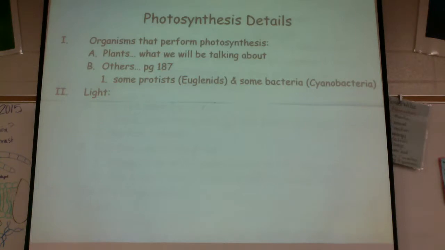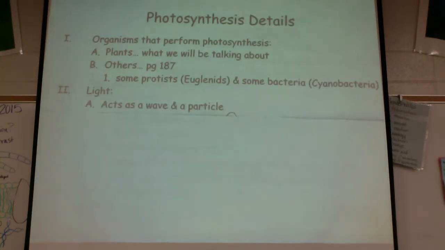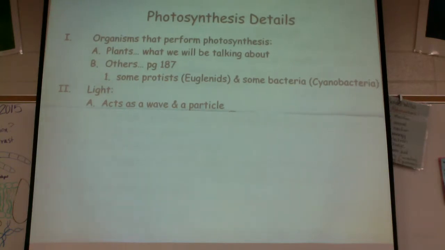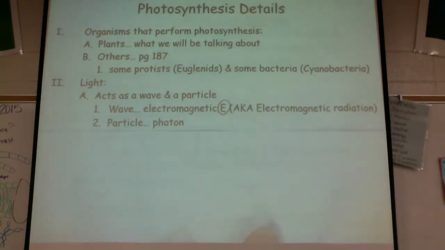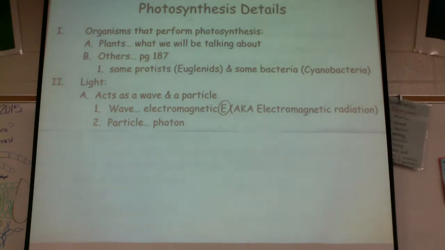So the big thing with photosynthesis, of course, is you're absorbing this light energy to get the energy source to do the process. So we need to know a little bit about light because of that, right? Light's weird in that it acts as a wave and a particle. So the wave is electromagnetic energy, right? In other words, the radiation you get from that, okay? Versus it's also a photon, a little Star Trek photon torpedo kind of a thing, right?